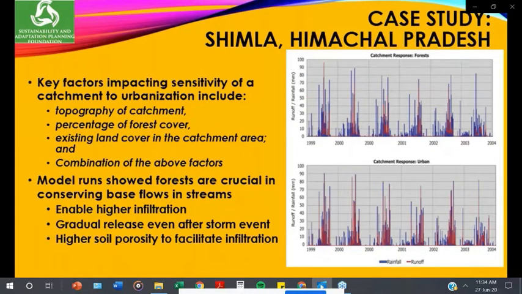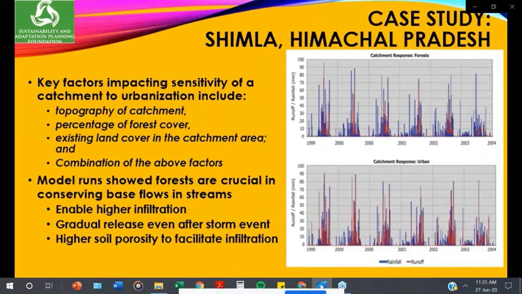Another aspect that I looked at was how a catchment is impacted if the same amount of urbanization happens to different catchments. So I took up 4 catchments, and the same amount of urbanization was modeled on all these 4 catchments, and the response of the catchment in terms of the impact on water runoff generation varied across these catchments. The parameters that determined how this response would vary were topography, which means whether you have a steep slope catchment or a gentle slope catchment, whether you have high forest cover or low forest cover, what kind of land use you have in the catchment, and also a combination of these factors.